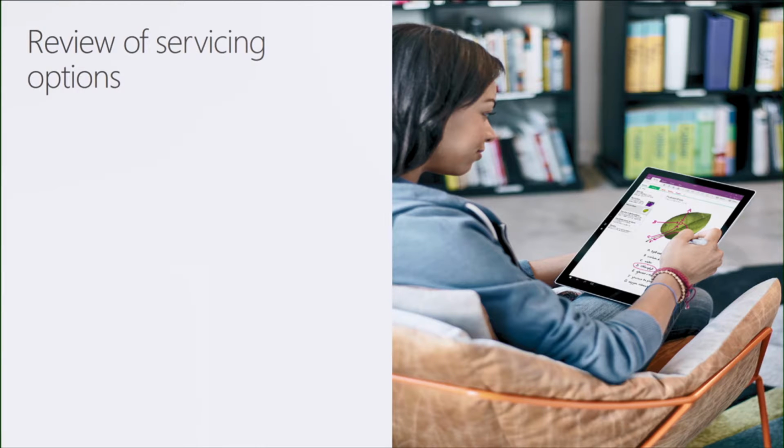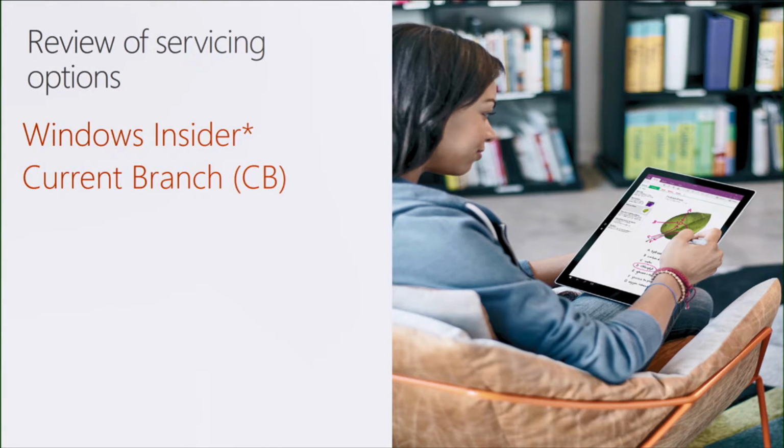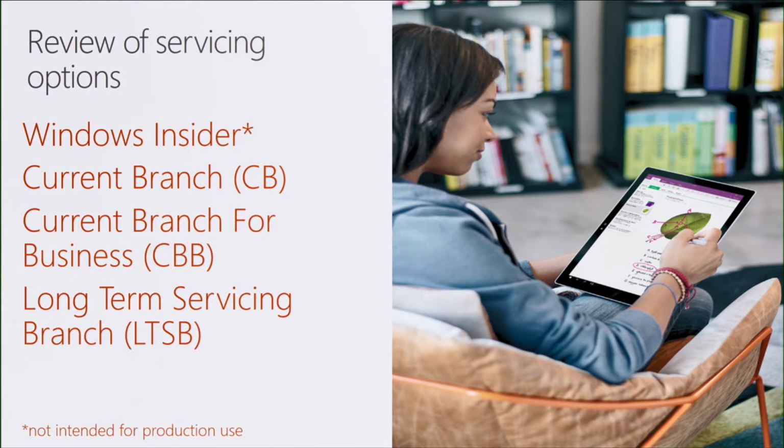So let's take a look at servicing options, because although this isn't directly to do with deployment, it does tie in. You do need to know how to keep those machines current. So let's have a quick look. I mentioned Windows Insider builds. Don't really want to talk about those too much in a production environment because you shouldn't be using them. Current Branch, possibly. Some machines might be on Current Branch. That's sort of equivalent to what a home user might experience. But the majority of your systems are probably going to be Current Branch for Business.